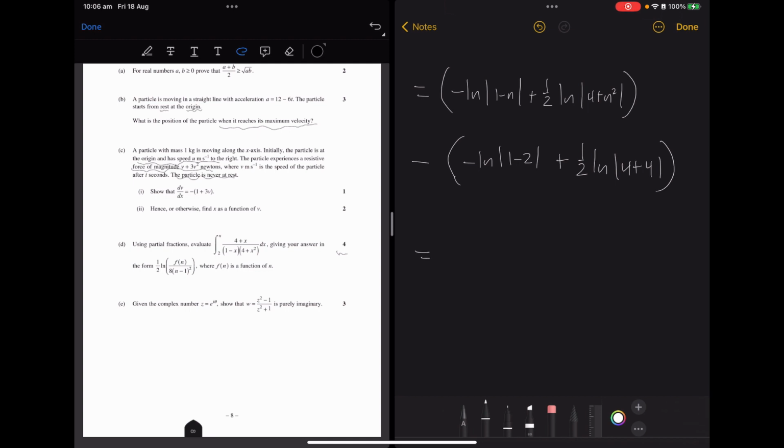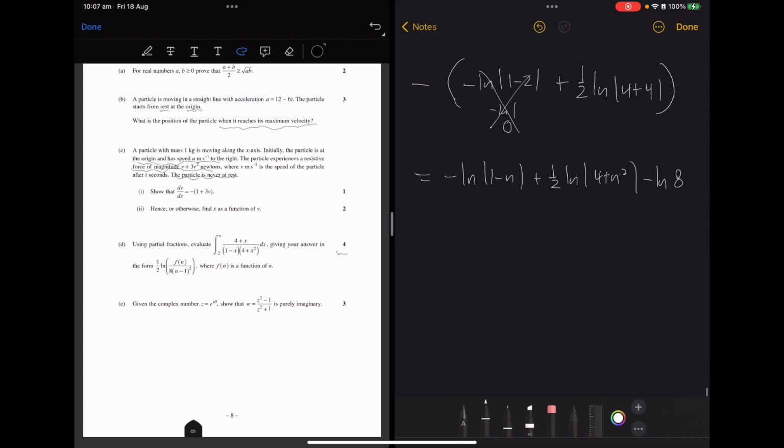Bit of a long one, but just hopefully keeping track with me. So the negative ln absolute 1 minus n plus half ln absolute 4 plus n squared. Now, if you look at it, negative ln 1 minus 2 is negative ln of 1, which is 0. So that entire term cancels out. And half of ln 4 plus 4 is half ln 8, which is just minus ln of 8. Oof. Let's see how much more we can do.